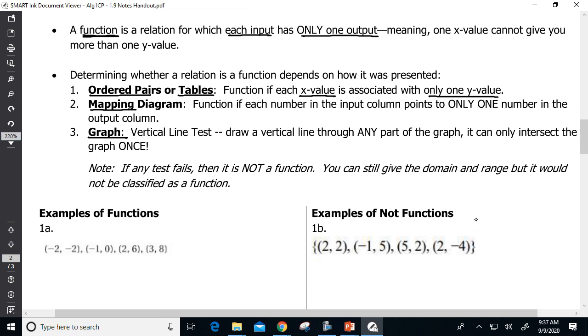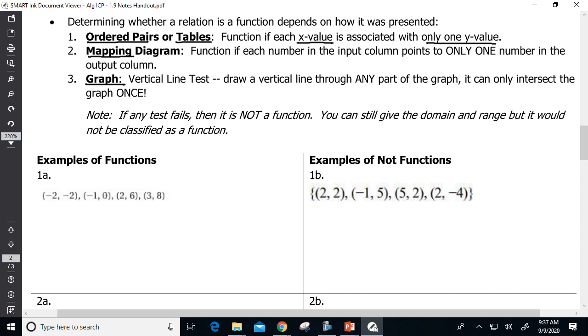So let's look at an example that is true and an example that is false. So, true example. Here's our ordered pairs. We're looking at 1a. There's your x values: -2, -1, 2, and 3. None of them repeated. No x value repeated. So that makes it a function.